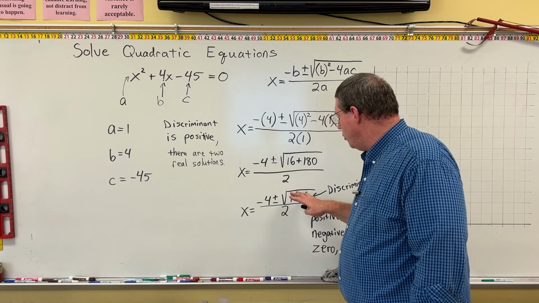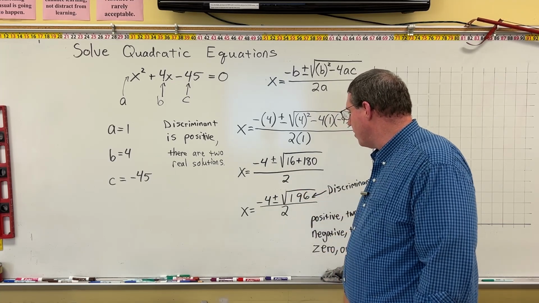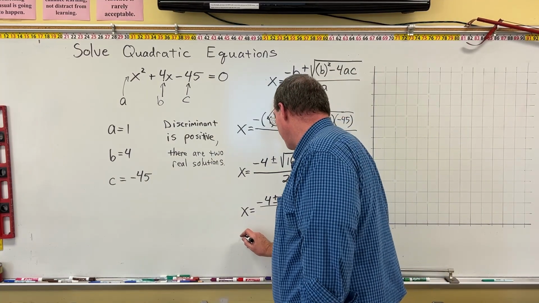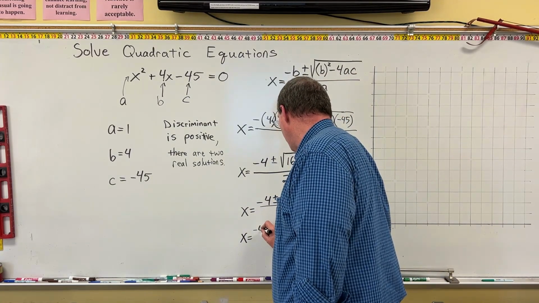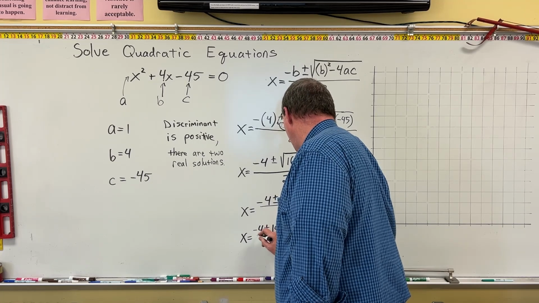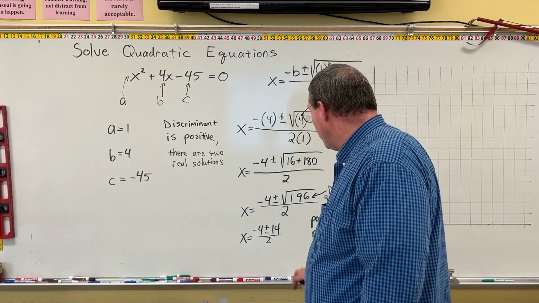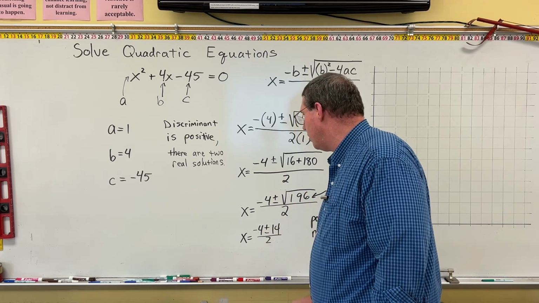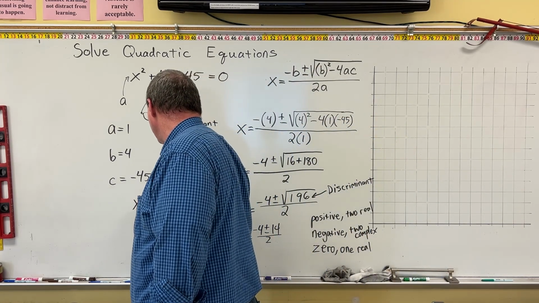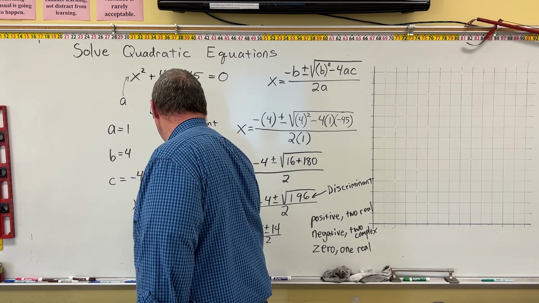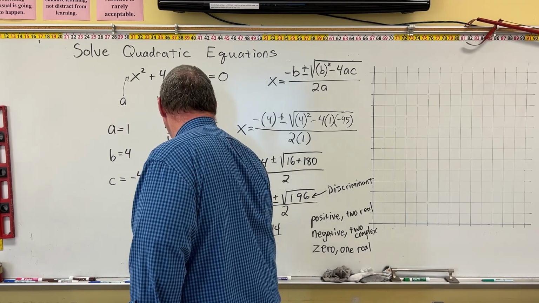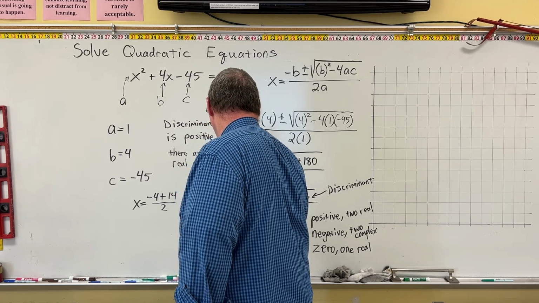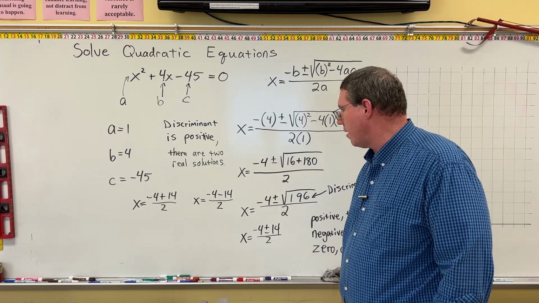Now, you can identify whether the square root of 196 is a perfect square. In this case, the square root of 196 is 14. So I'm going to say x is equal to negative 4 plus or minus 14 over 2. And now, I'm going to split it up into two answers. I'm going to identify my solutions. One of them is going to be negative 4 plus 14 over 2. The other one is x is equal to negative 4 minus 14 over 2. See, I've broken up the plus and minus.